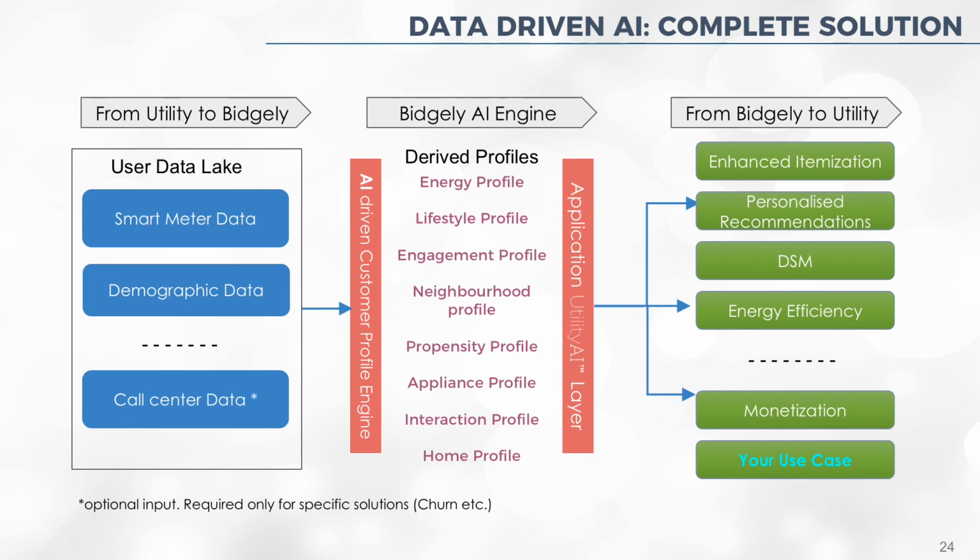So these are the use cases which we can fulfill for utilities. From Bidgely to utility, we can send enhanced itemization to users, which will enable them to understand more about how and why this energy consumption pattern is present in their house. Then we can send personalized recommendations, as we have seen during the course. We can do DSM, we can do energy efficiency, we can do monetization, and then you can come up with your own use cases as well. Like, you want to do something, we'll try to see if through this information we can do it? And if yes, we are good to go.